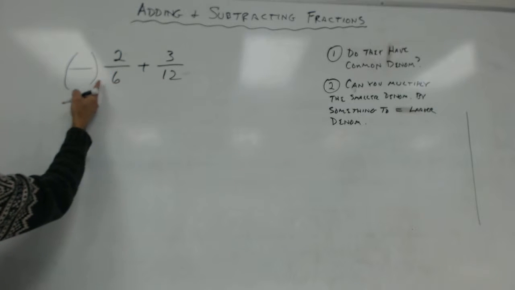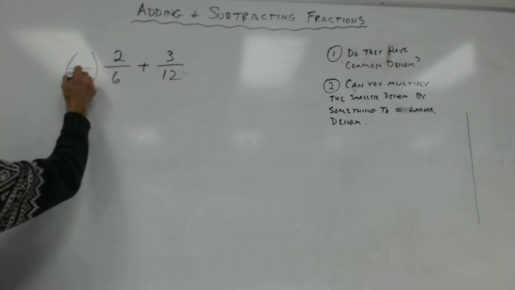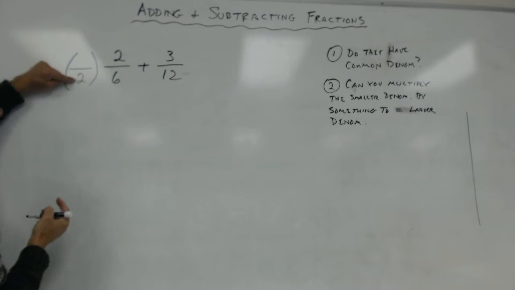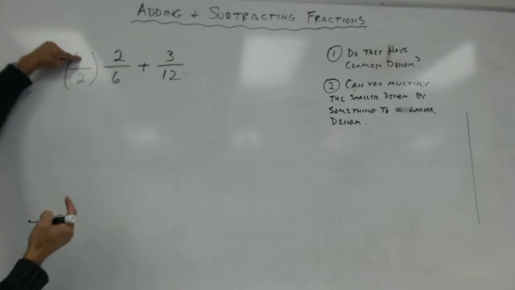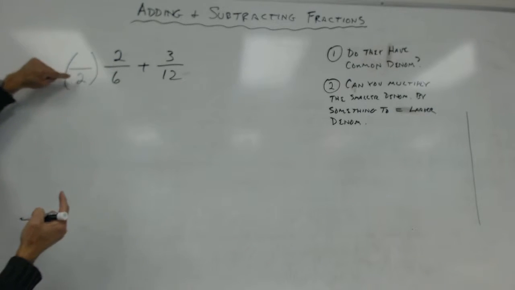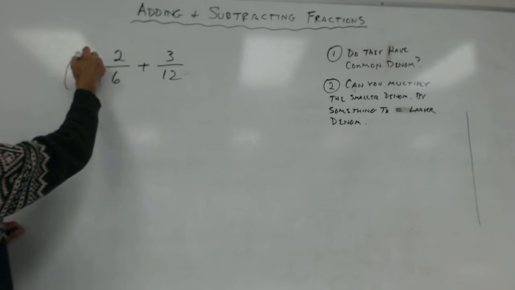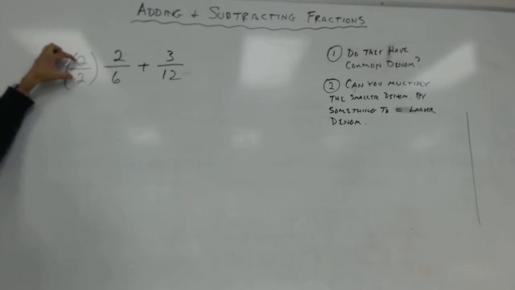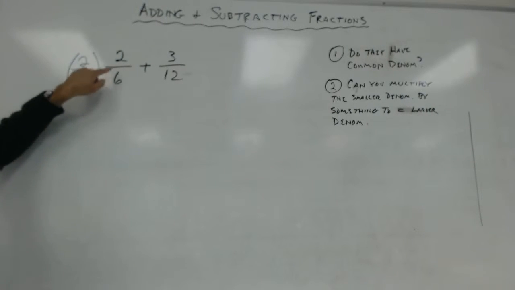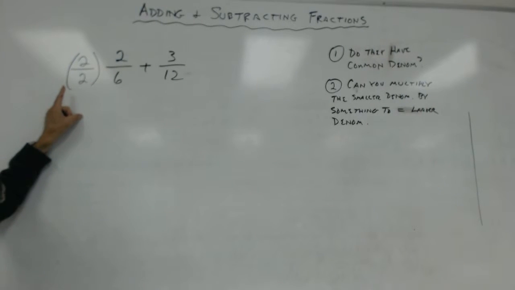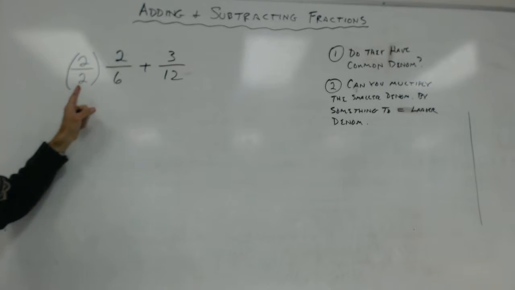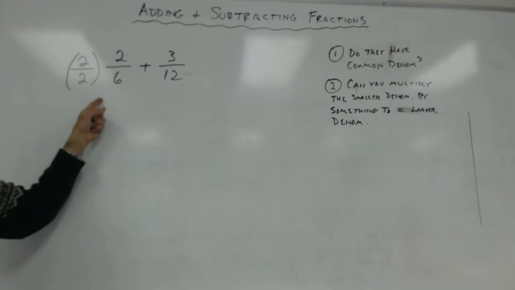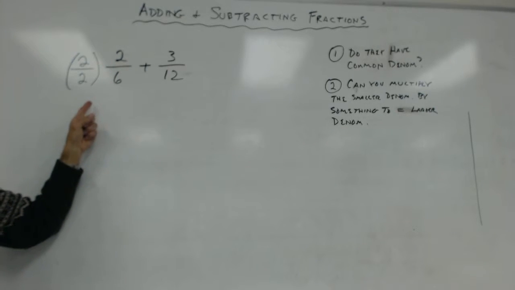And you put 6 times what is 12? 2. So if I put a 2 downstairs, I have to put a 2 upstairs. Whatever I put downstairs has to be the same thing upstairs. All right? So what does 2 over 2 equal? 1. So I'm going to be multiplying 2/6 by 1. But it's a weird one, right? It's not just 1, it's 2 over 2.